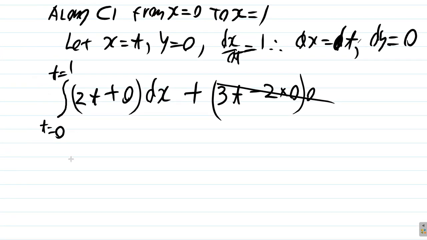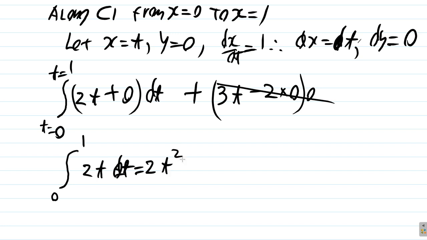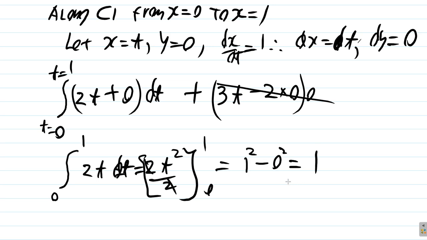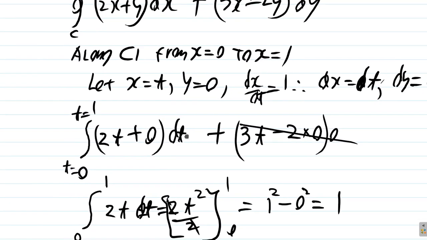So what you have is the integral from 0 to 1 of 2t dt. Oh, dx should be dt. Which is equal to 2 times t squared over 2 from 0 to 1, so the 2 cancels the 2, and it's 1 squared minus 0 squared, which is just 1.